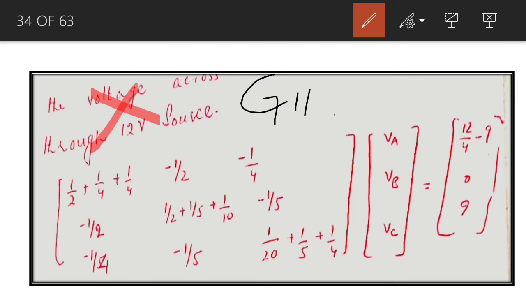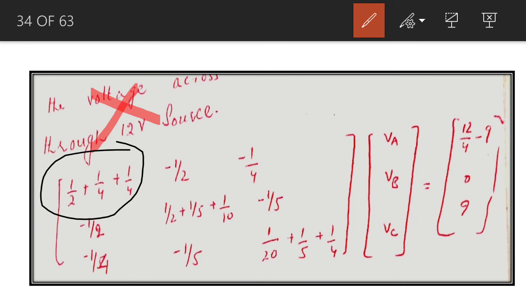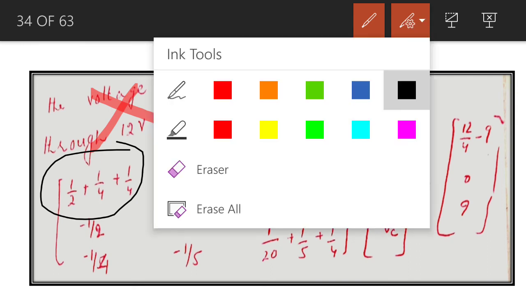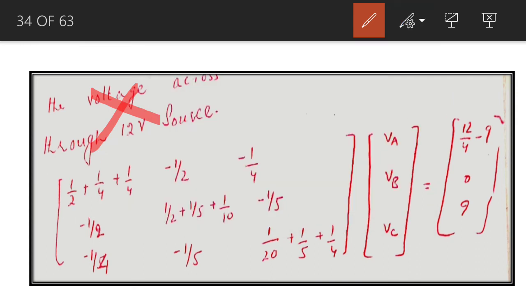For G11, we consider the resistors which have been connected to the first node, that is node A. If you focus on the value of G11, you see a resistor of 2 ohm, a resistor of 4 ohm, and another resistor of 4 ohm have been connected to this particular node. Anyhow, let me consider these resistors in the circuit diagram.